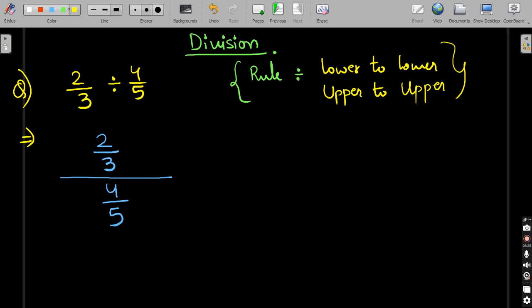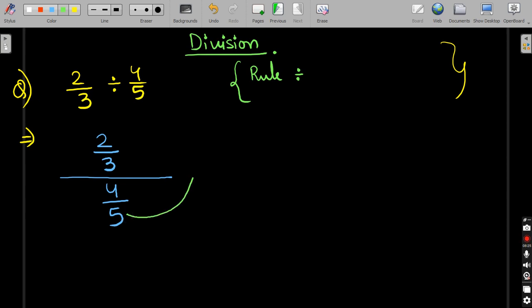Now let us see how we are going to apply it. Or else let me explain it in simple language so that you can remember. Let me explain first, and after that you can apply this. See that, always remember lower.